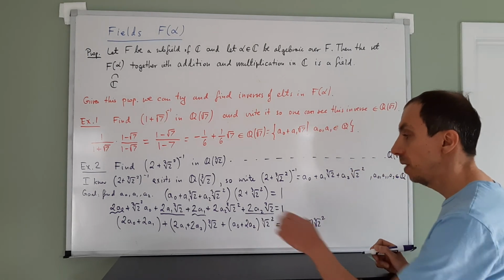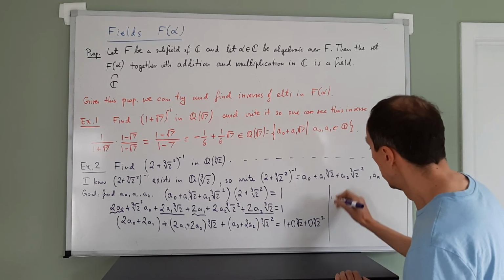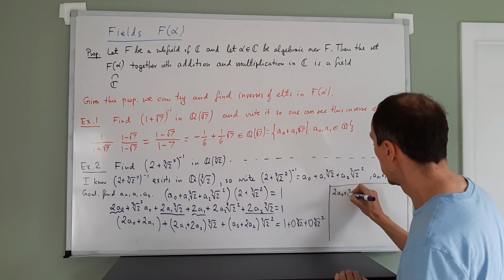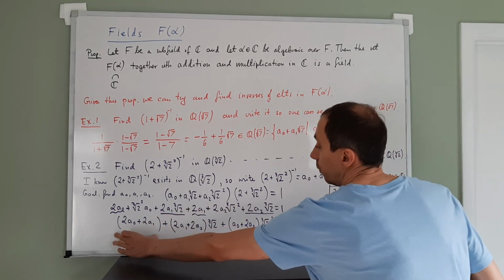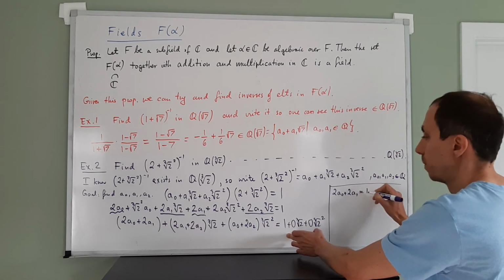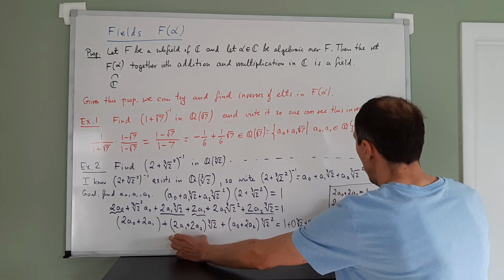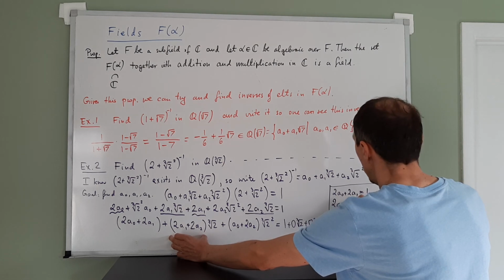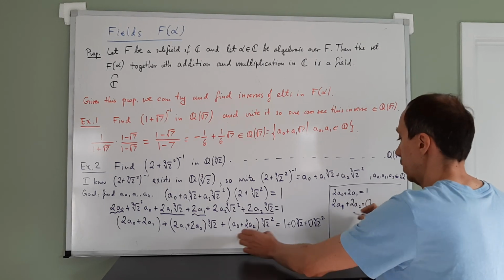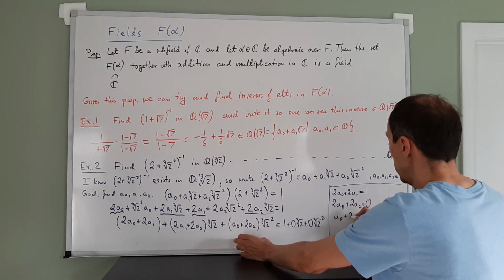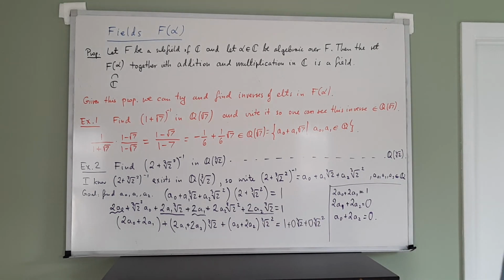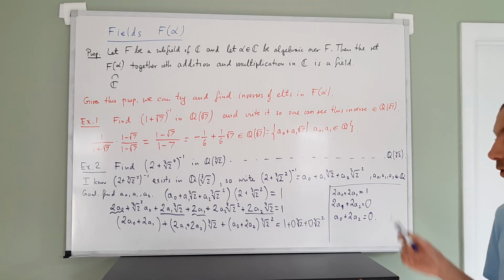So now by just comparing coefficients, I get the following system of equations. 2a0 plus 2a1, well, that's the constant, so that should be 1. This 2a1 plus 2a2 must be 0, and a0 plus 2a2 must be 0 as well. I leave this for you to solve.